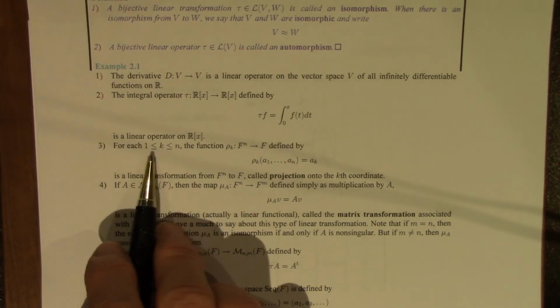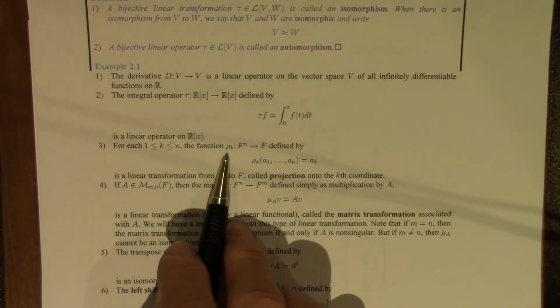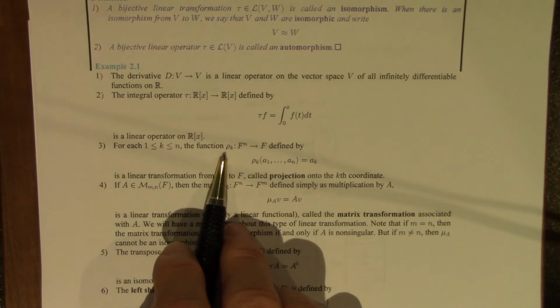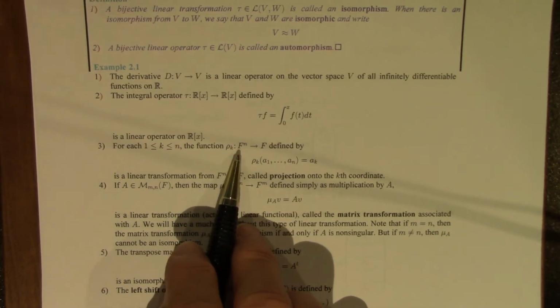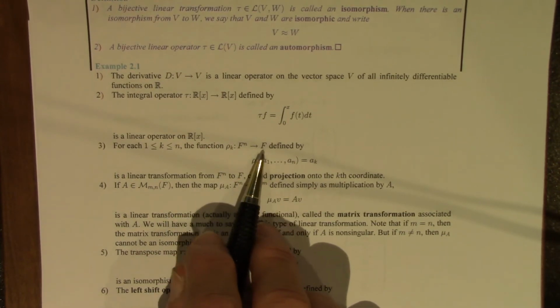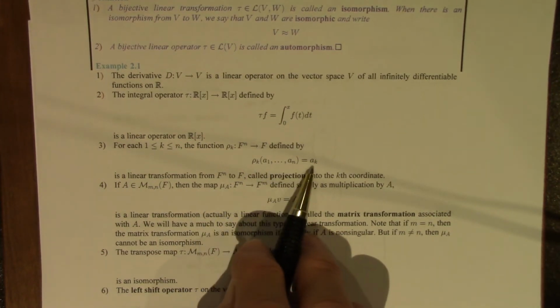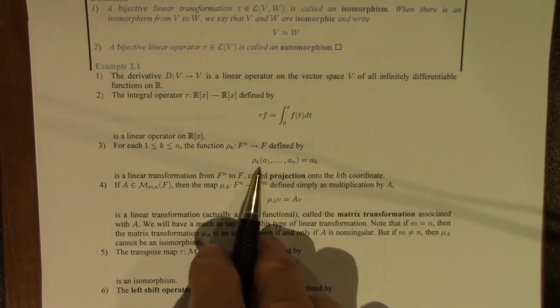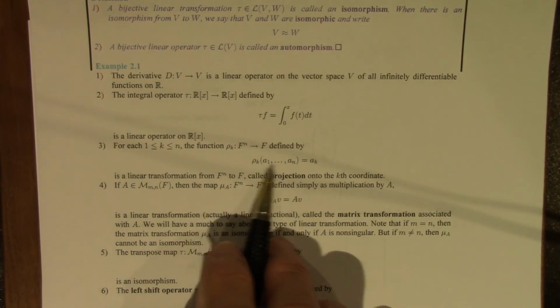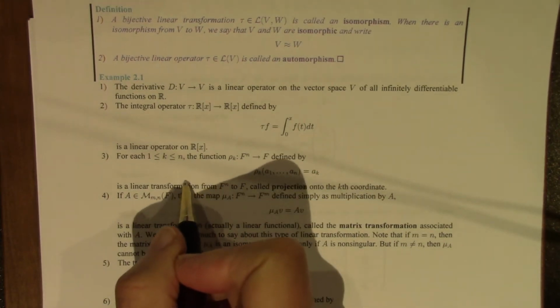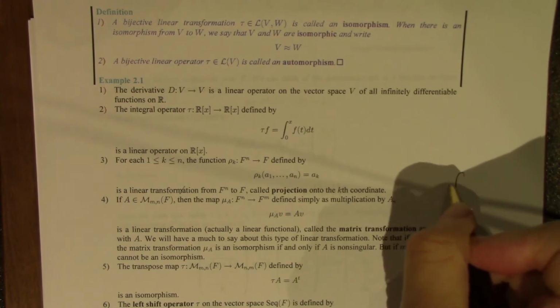For an integer k between 1 and n, the function rho sub k, this is the Greek letter rho, mapping F^n to the base field F, defined by picking out the kth component. This is a linear transformation from F^n to F. In fact, it's a linear functional. Maybe I should say that.